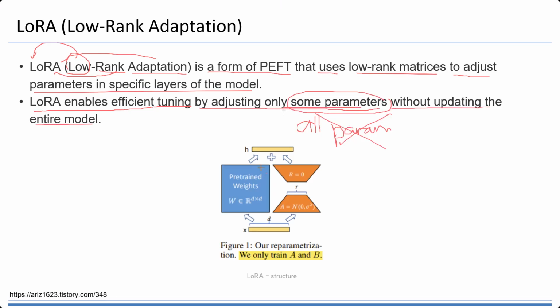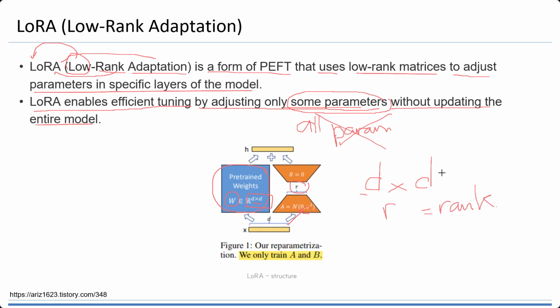Now let's say I have the pre-trained weight. This is the pre-trained weight W, and let's assume that W is a matrix with D multiplied by D. D refers to the dimension. If this is too big, it will be very hard to do the computation or the adaptation. Then we want to reduce it. How to reduce it is we can select R. R is the rank.